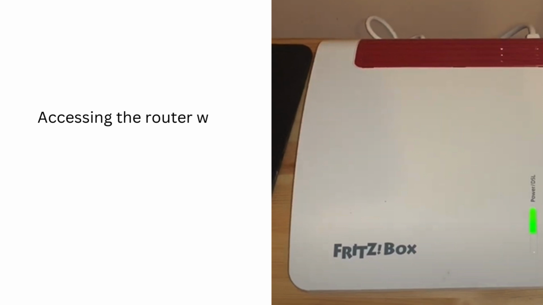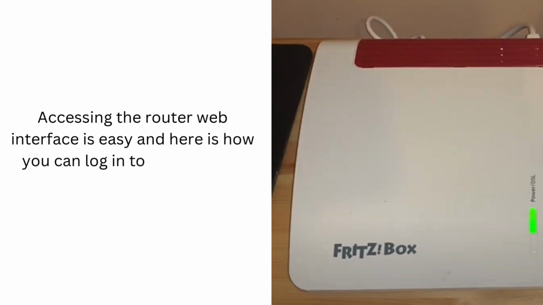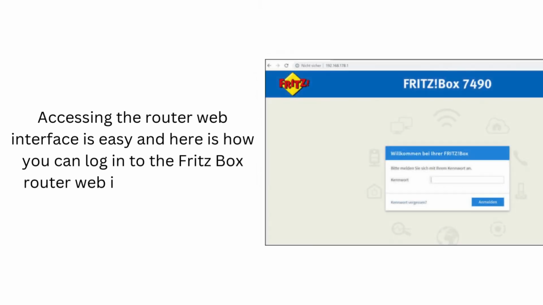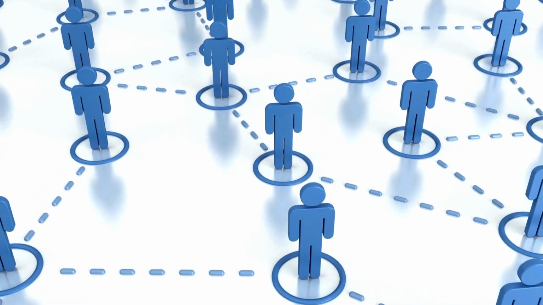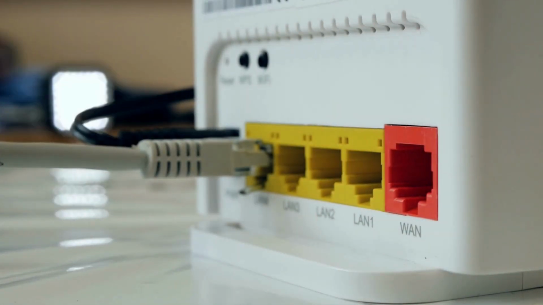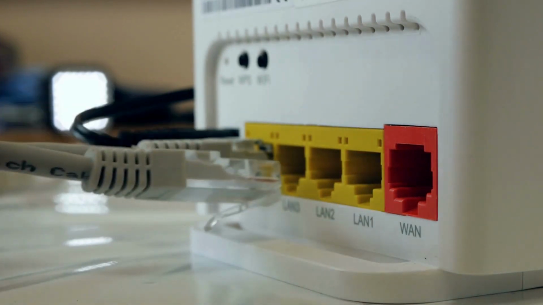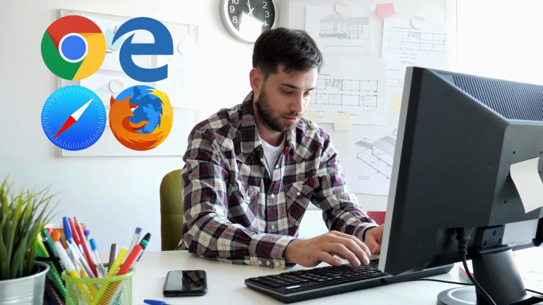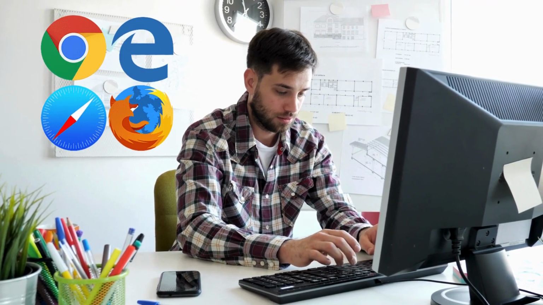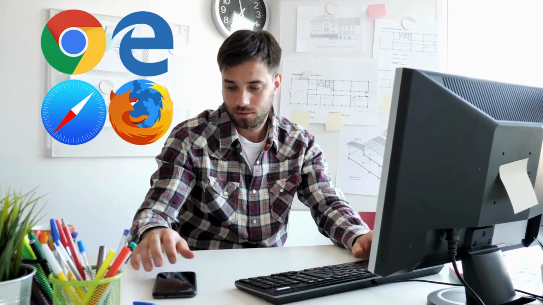Accessing the router web interface is easy, and here is how you can log into the Fritzbox router web interface through 192.168.178.1. Connect to the router by using an Ethernet cable or by connecting to the Wi-Fi network. Once your device is connected to the router, open a web browser on your PC.